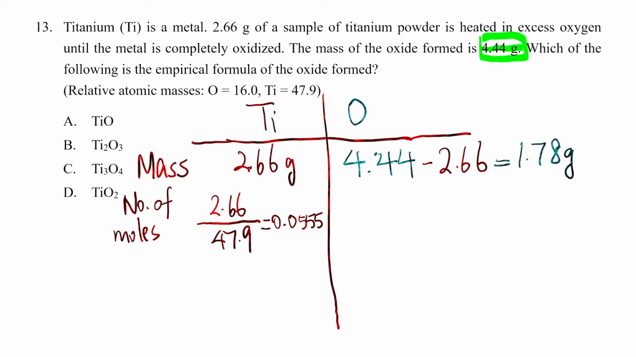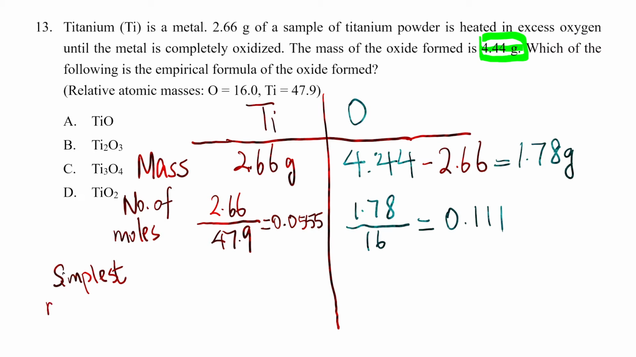And do the same for oxygen. The number of moles for oxygen would be 1.78 grams divided by 16. Then take out your calculator and do it. 1.78 divided by 16 is 0.111. Okay, I'll just leave it as 3 significant figures for both. And then afterwards, you're supposed to find the simplest whole number ratio. Or simplest mole ratio, sorry.